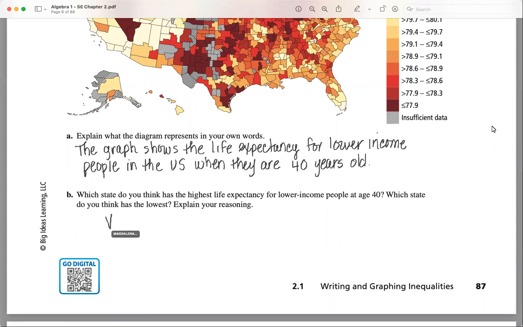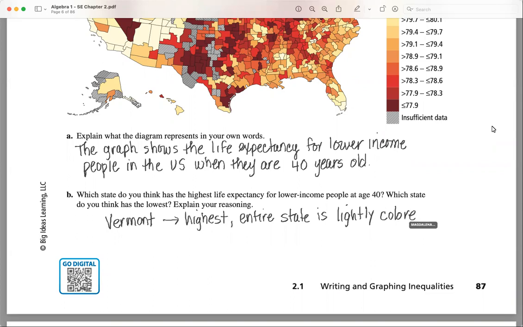So Vermont is the highest. Why? Because the entire state is light colored, right? In that light yellow, in those light yellows. Okay.